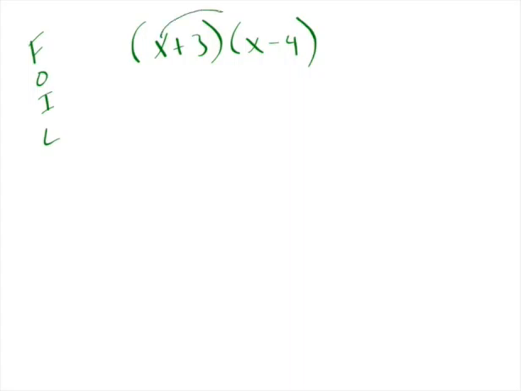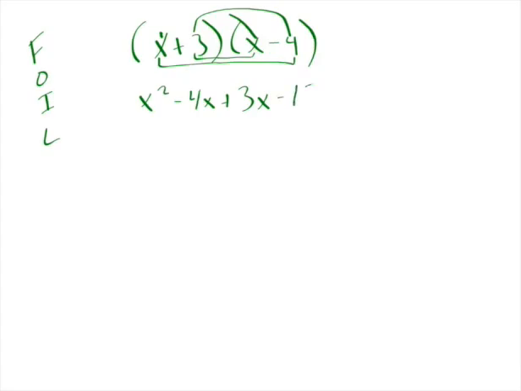Our first terms are x and x, so that's going to be x squared. Our outer terms are x and negative 4, so that's going to give us negative 4x. Our inner terms are positive 3 and positive x, so that's going to be positive 3x. And then our last terms are going to be x and negative 4. Oh, I'm sorry, I screwed that up, guys. Our last terms inside the parentheses are positive 3 and negative 4, so that's going to be negative 12.